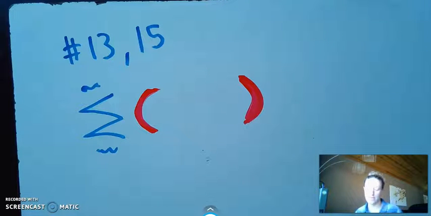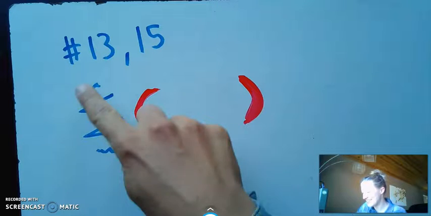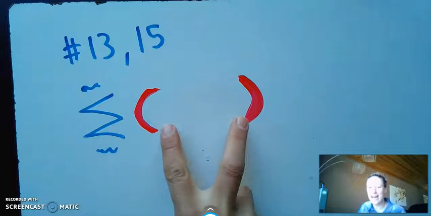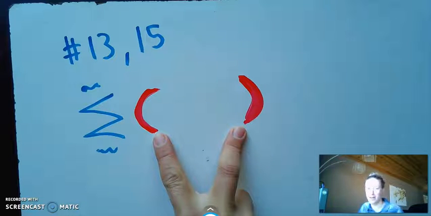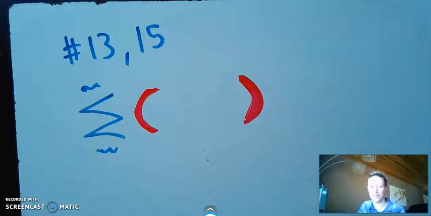Okay, 13 and 15, super picky. Once you get your little formula going on, you have to have parentheses around it in 13 and 15. I don't know why, but it counts it wrong otherwise. So use some parentheses around your little formula. And I'm going to talk more about 15 in just a sec.